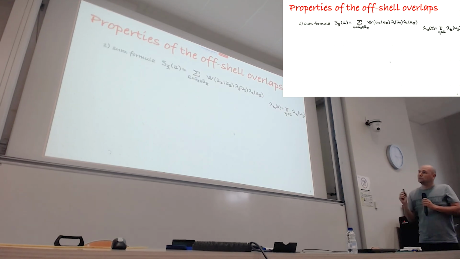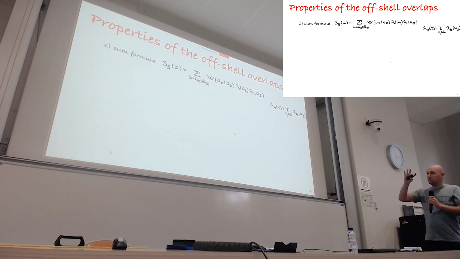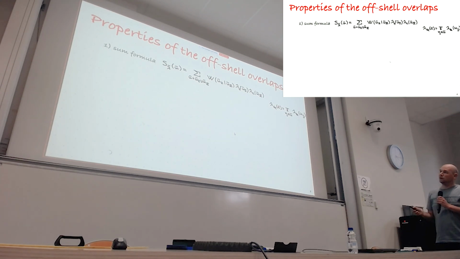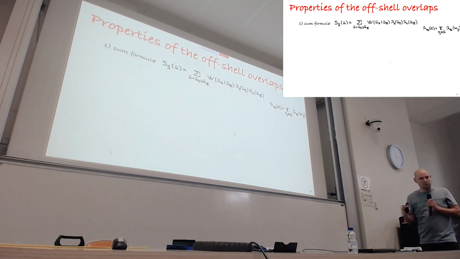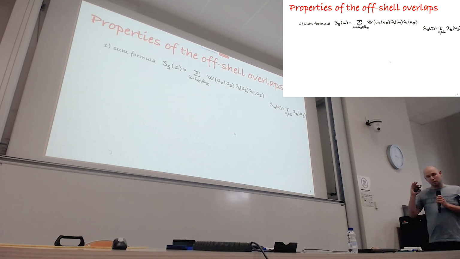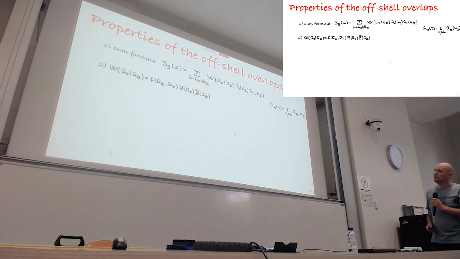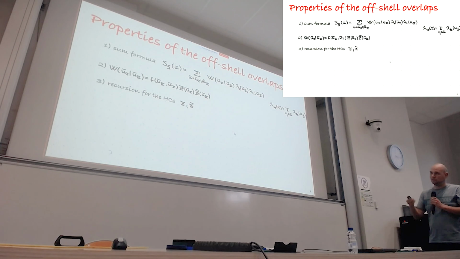And we can use this recursion to derive important properties of the off-shell overlap. The first one is the sum formula. So this is a linear combination of monomials of the pseudo-vacuum eigenvalues, and the coefficients W do not depend on lambdas. So basically this W depends only on the algebra, and this lambda part depends on the representation of the quantum space. And this weight factorizes in this way, and these are the highest coefficients, and we can derive a recursion relation for these highest coefficients.